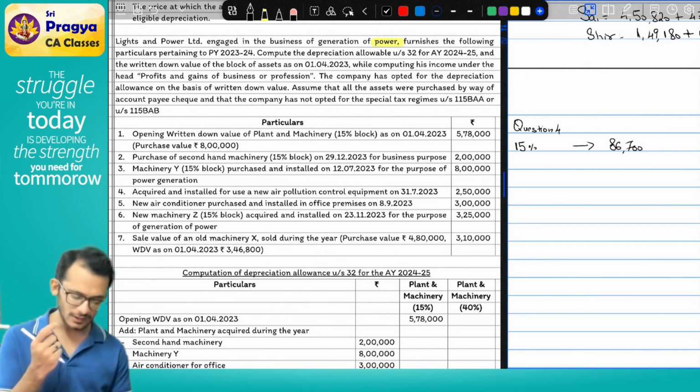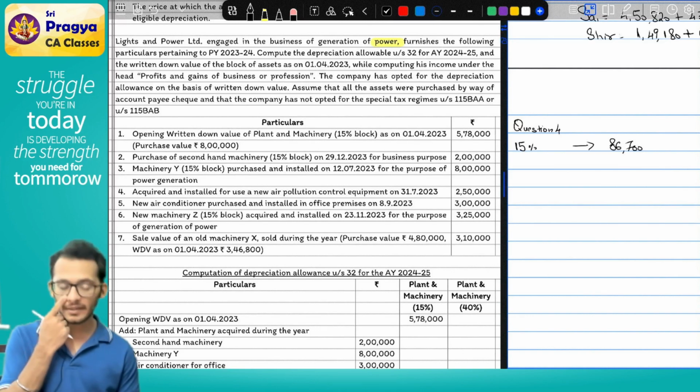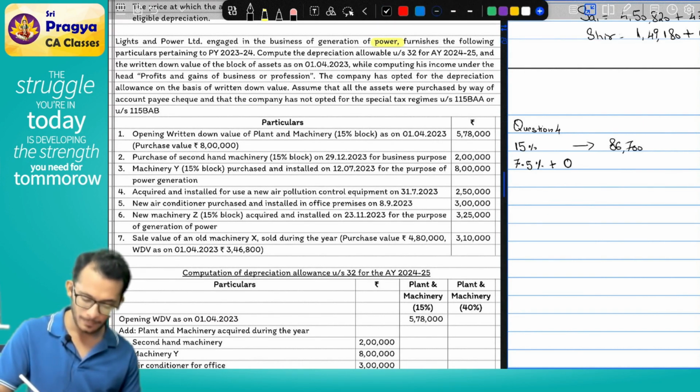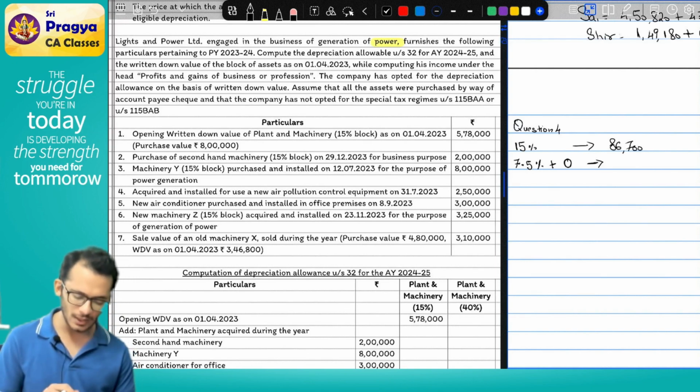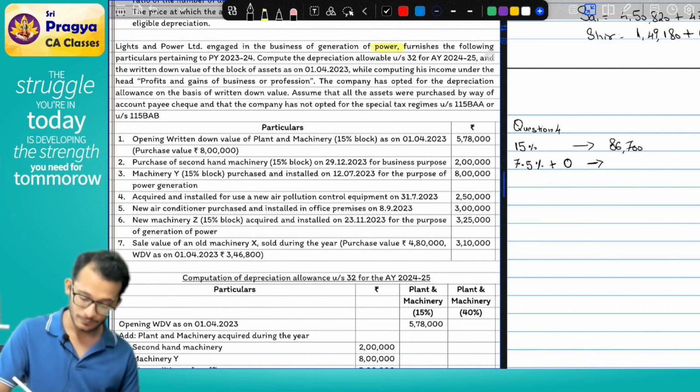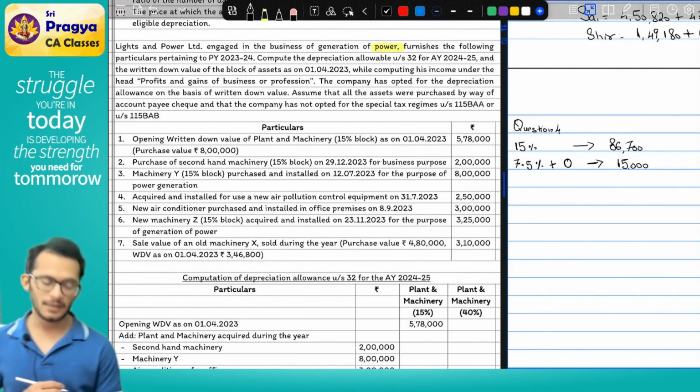Next, purchase of second hand machinery, 15% block, on 29th December 2023 for business purpose, 2 lakhs. When did you purchase? 29th December. Rate of depreciation is 7.5%. Can you claim additional depreciation? No. Why? Second hand machinery. So 2 lakhs into 7.5% is 15,000.